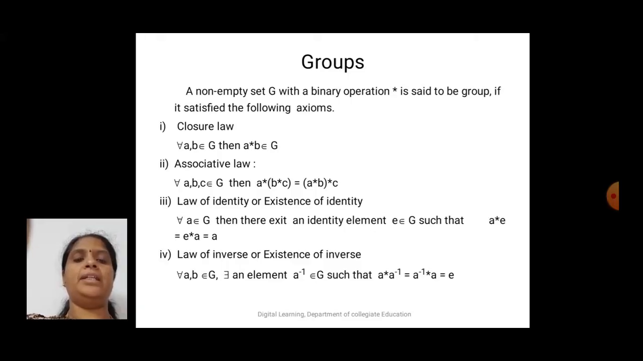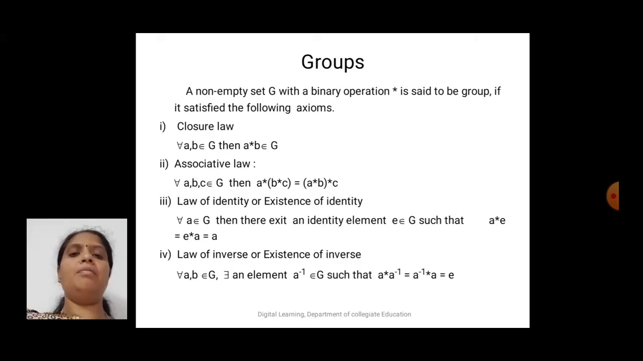Then law of identity. Here the identity element we are considering is e. For all a belongs to G, there exists an identity element e belongs to G, then a star e is equal to e star a is equal to a. That means the identity element is e. If e is operated with any element, here the element is a, the answer we get is a only. So that means e is acting as a supporting character for a.